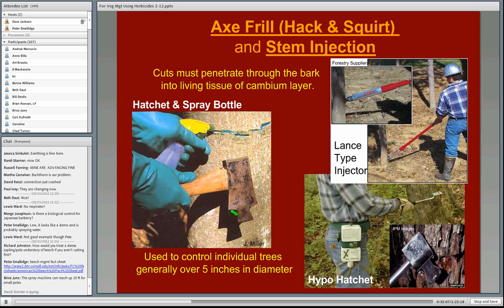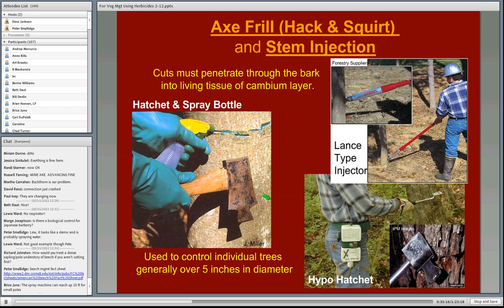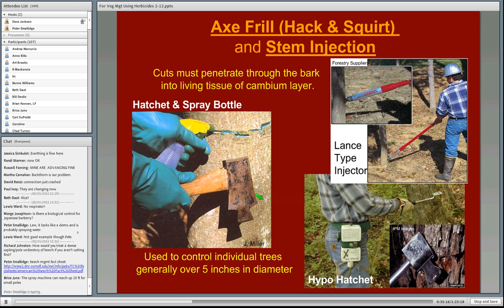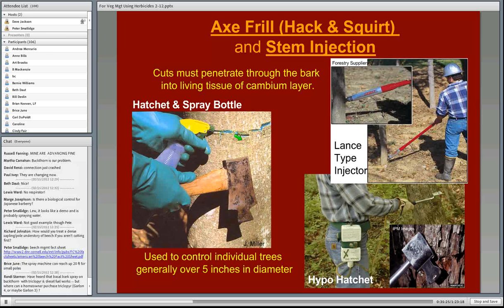As I said, this is a practice you're going to implement once you get to a little bit larger stems, because you're going to put very little product in something like this. And this is a great selective means, because the herbicide is being placed directly into the stem of that tree.